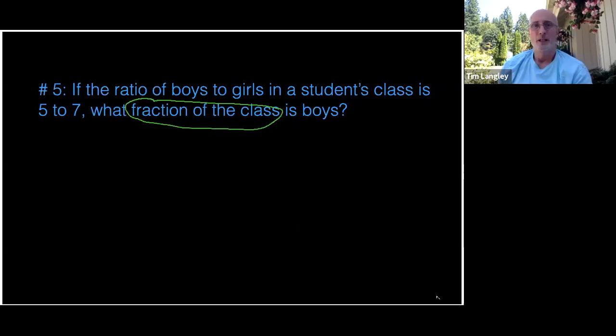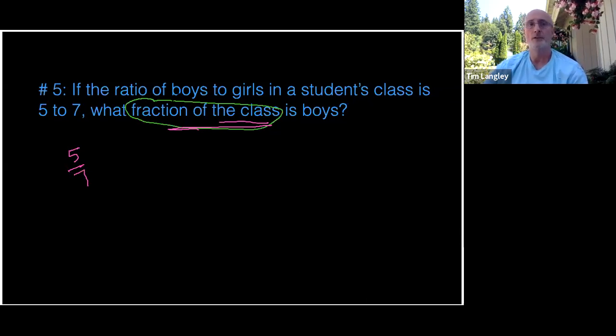And let's see here. Here's number 5, just a little bit of help with that one. If the ratio of boys to girls in a student's class is 5 to 7, what fraction of the class is boys? And I really encourage you to do what I just did here. You'll notice that I underlined or circled the fraction of the class. They want to know what fraction of the class is boys, okay? Now, some people would get this wrong because they would just go, oh, it's 5 over 7. That's my answer. But that's not what the question is asking me, okay?